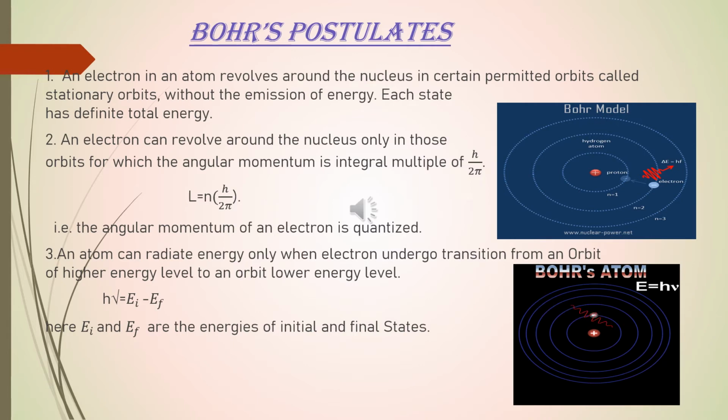Postulate 3. An atom can radiate energy only when an electron undergoes transition from a higher energy level to a lower energy level. The energy of a photon hν will be equal to the difference of energies of the initial and the final states.